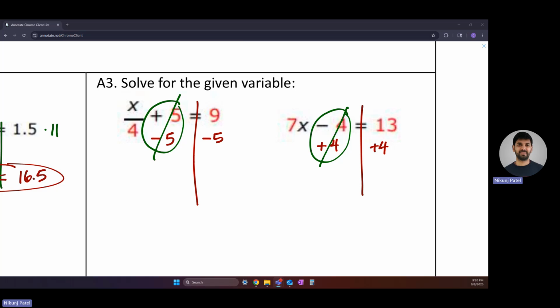Now taking a look at our next step, right? This x over 4, we didn't do anything with it. So we're going to have x over 4 equals 9 minus 5 is 4. Right, so we just stay on the left and stay on the right separately. We keep applying our operations. Or on this next example over here, 7x, right? We didn't do anything with it, so the 7x comes down, right? And our 13 minus 4, sorry, 13 plus 4 is 17.